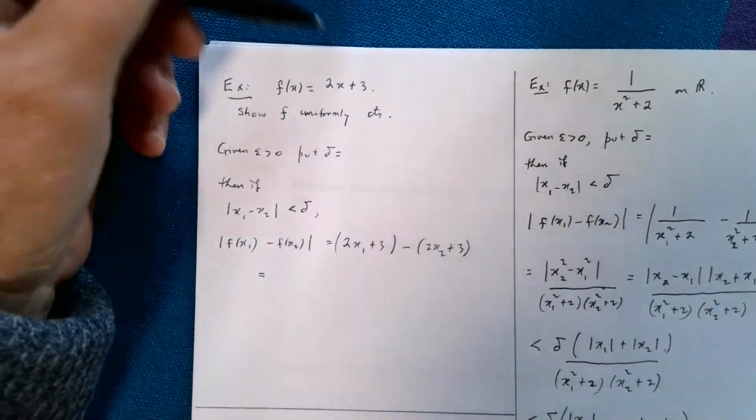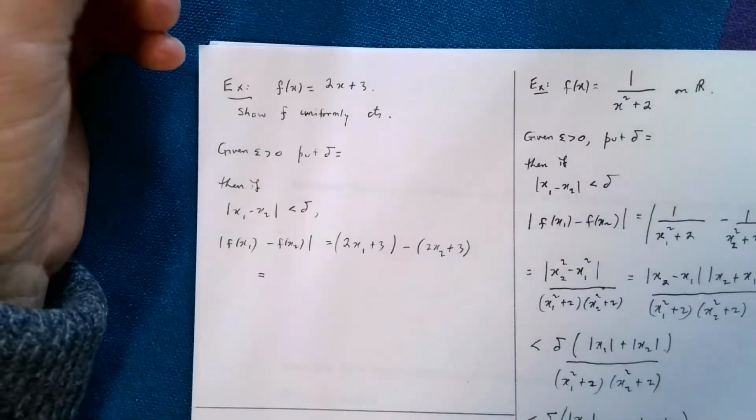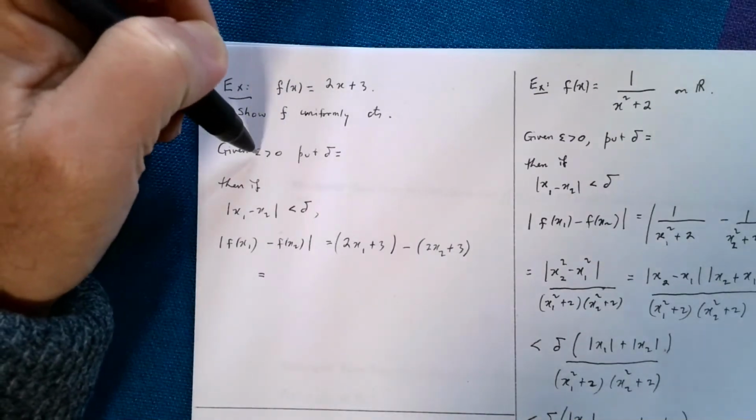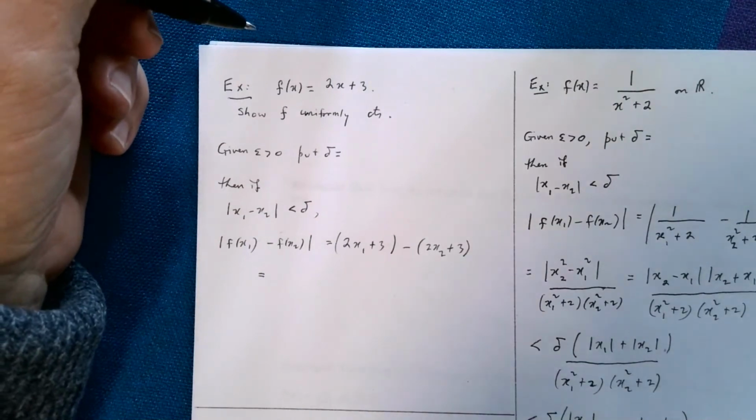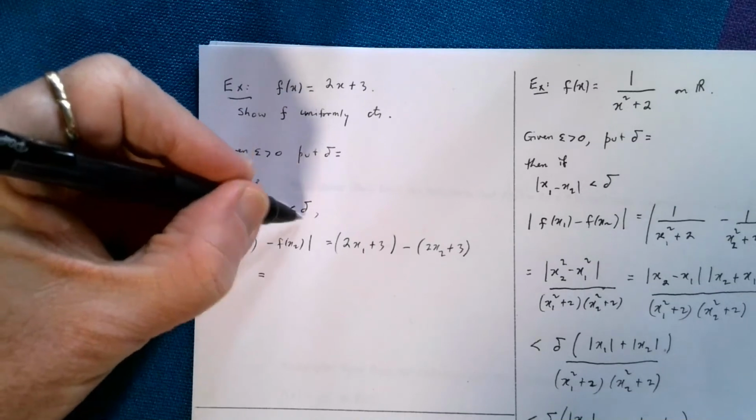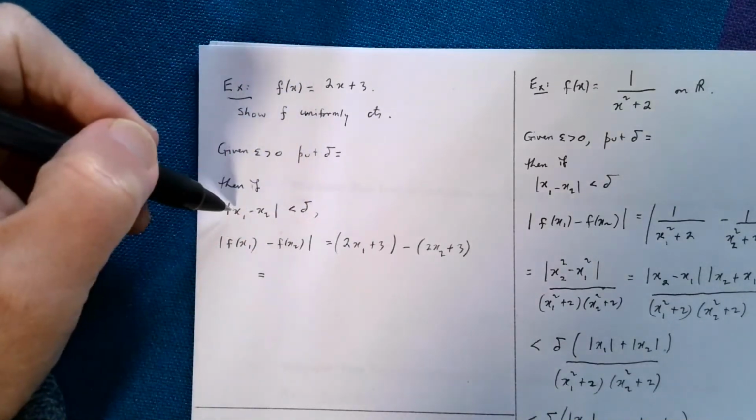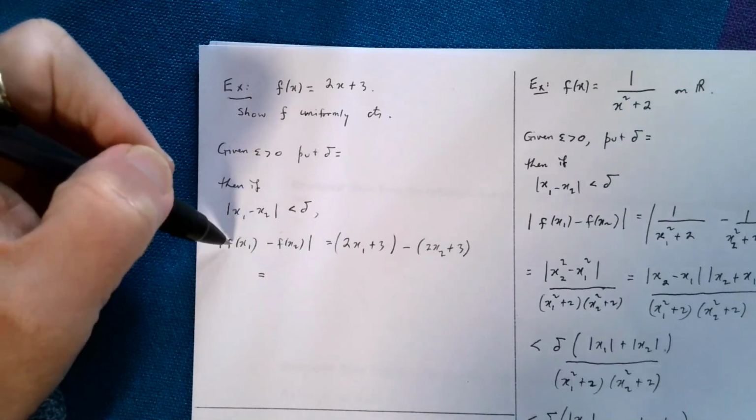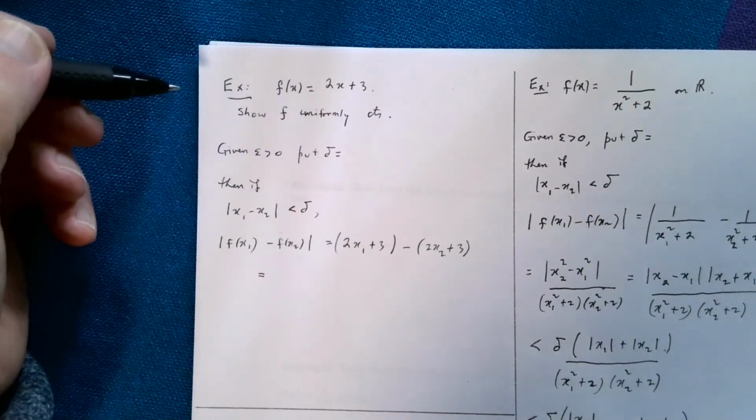Okay, so I want to show f is uniformly continuous. So here it is. Given epsilon bigger than 0, we put delta equal to, I'm not sure yet. Then if I take x1 minus x2 less than delta, so we start off with that, then I want my f of x1 minus f of x2, I need to squeeze less than epsilon.